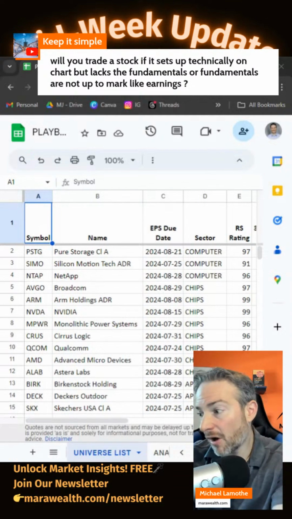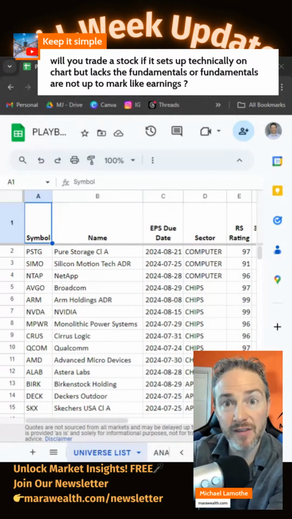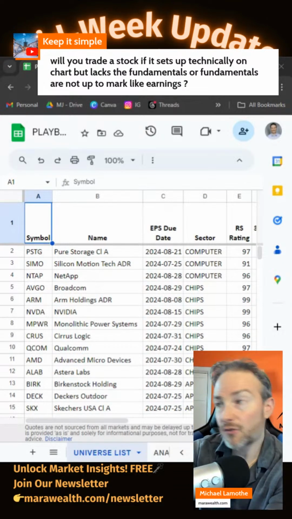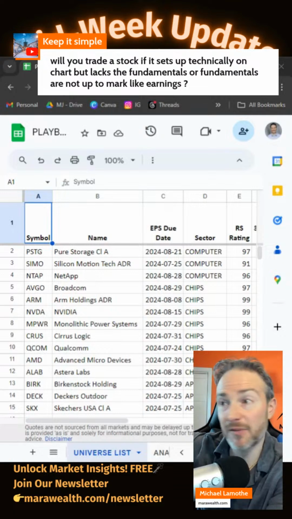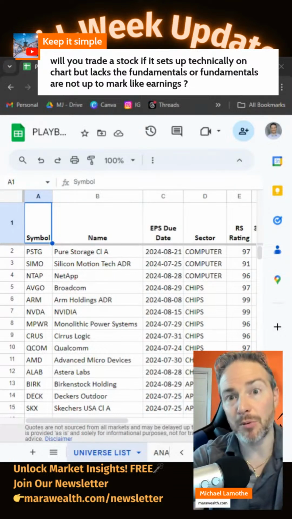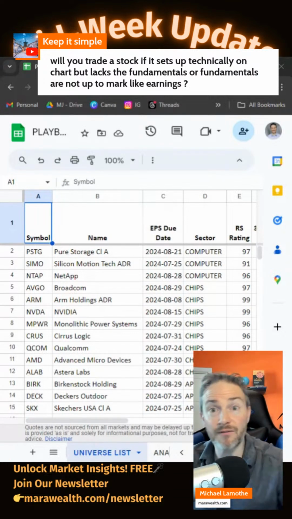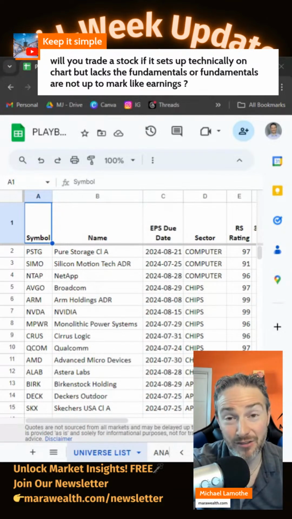The reason why I start this way is because it puts the odds of success in my favor. Sure, we could find technical setups in anything. You could find the same kinds of flat bases and pullbacks and all that stuff in crypto. I've traded it in crypto and it's worked very well.